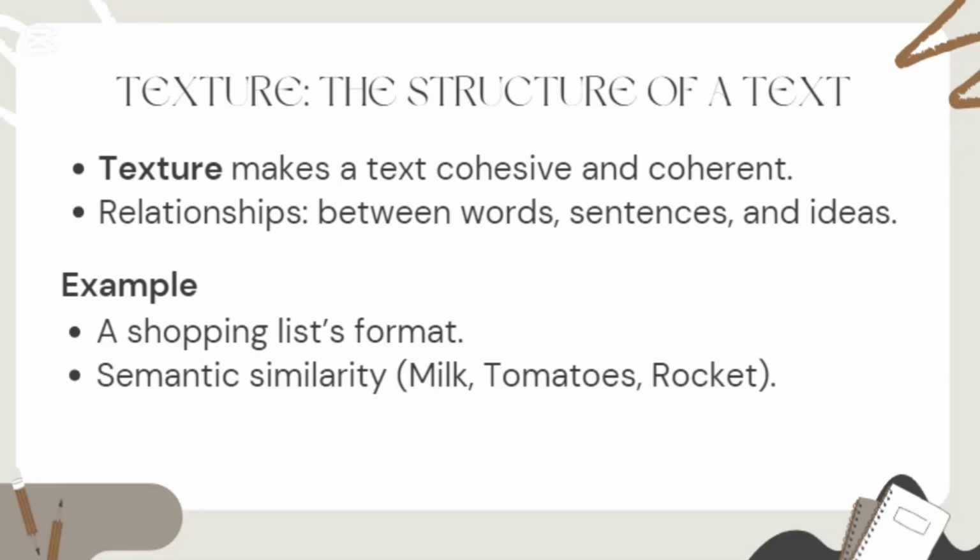Now that we've answered what a text is, let's discuss what texture is. What connects a text? Texture is the structure of a text. Texture makes a text cohesive and coherent. The texture of a text is what distinguishes it from random words, and texture involves internal relationships such as semantic connections, like, as I've said earlier, milk and tomatoes, and external frameworks like recognizing the text as a shopping list. These relationships give the text structure and meaning.